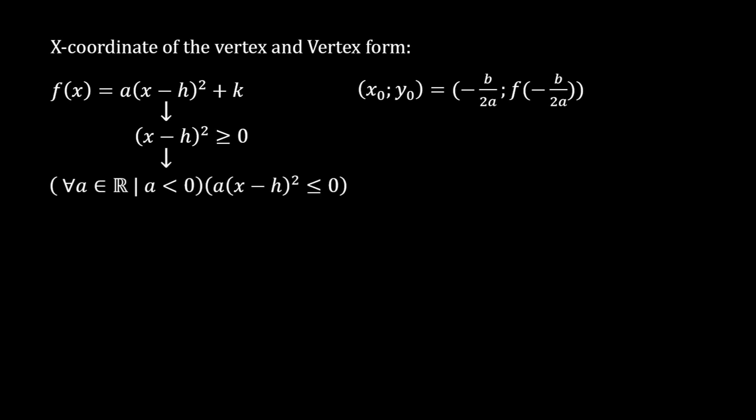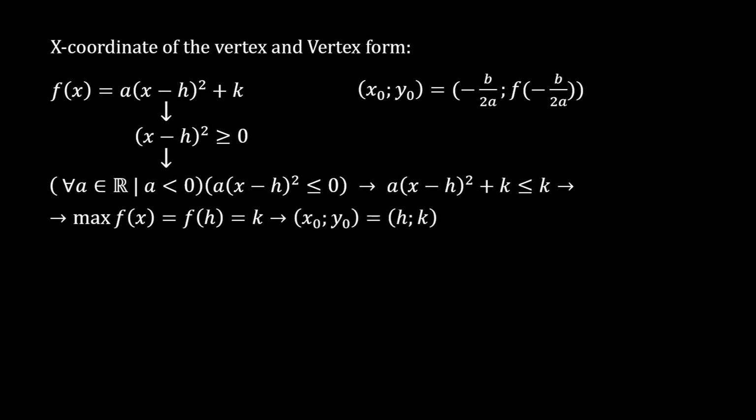If a is less than 0, the product of a and x minus h squared is always less than or equal to 0. Therefore, if we add k to it, it will be less than or equal to k. So, the function reaches its maximal value when x is equal to h, and the maximum value is k. H and k are the coordinates of the vertex of the parabola defined by the function. Now we can map the h and k values to x0 and y0. H is minus b divided by 2a, and k is f of the value we just assigned to h.